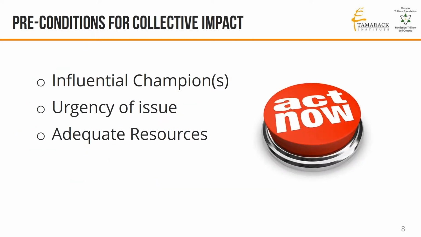So collective impact, we said that it was a structured form of collaboration or community change. So this is what the structure looks like. There are 3 preconditions embedded in the structure. The preconditions are influential champions. So who are those people from the different sectors that we need to have at the table? And it's really focused on the issue that we're wanting to move the needle on. Is what we're concerned about urgent and important to the rest of the community?